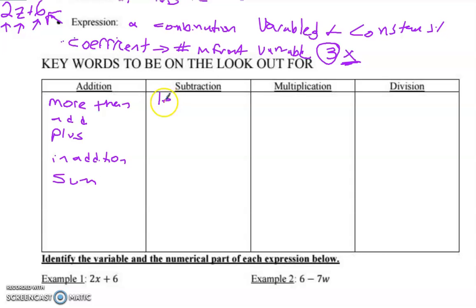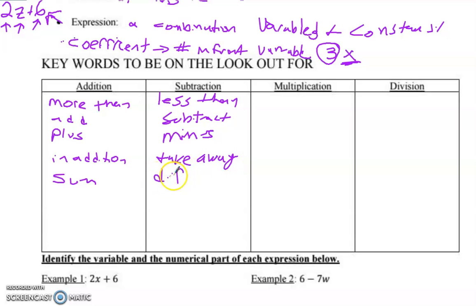Subtraction could be something like less than, or subtract, or minus, or take away, or you might see difference. All of those words would mean subtraction.